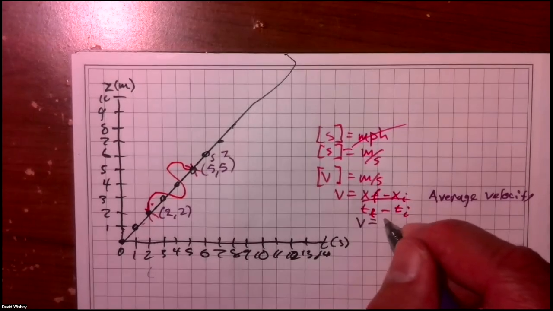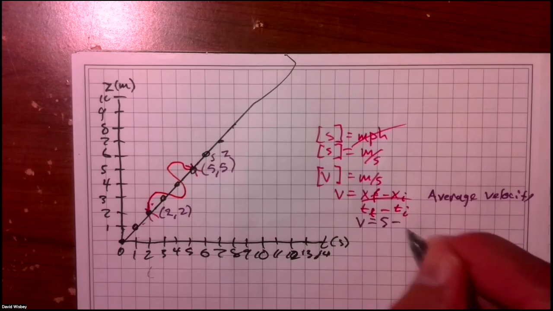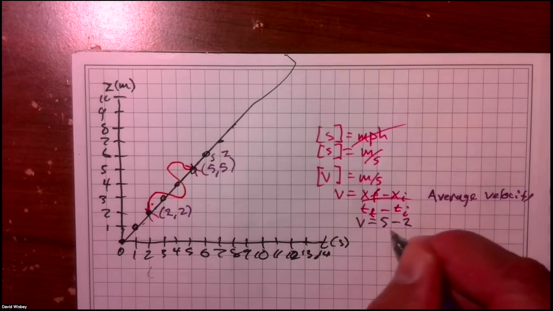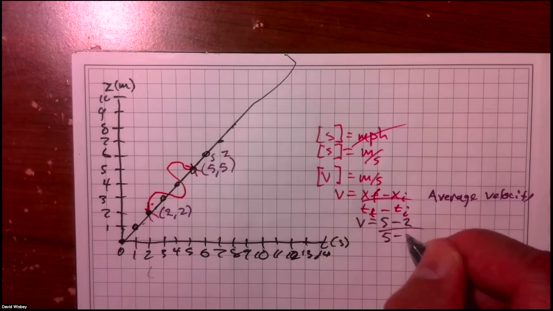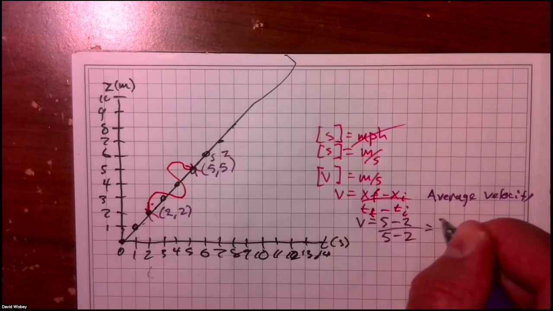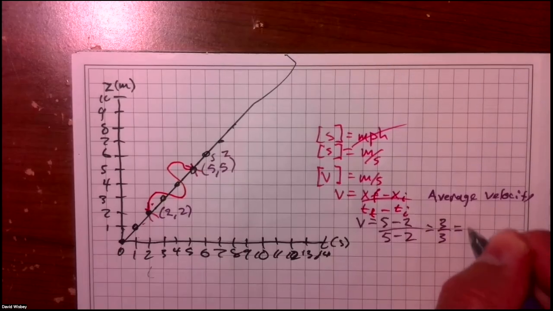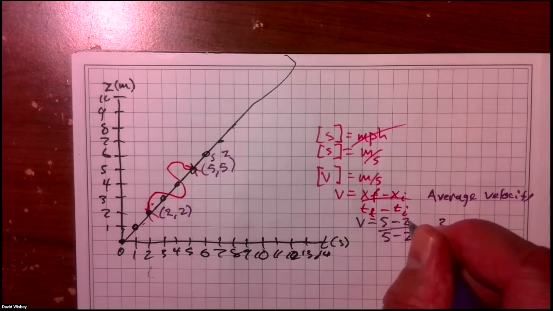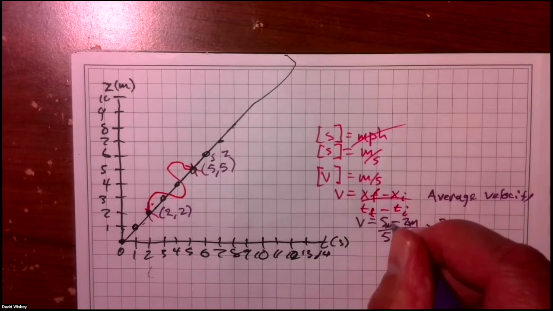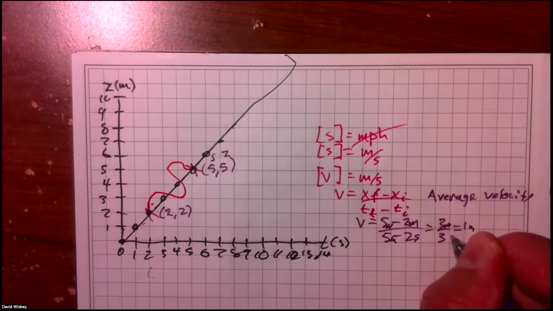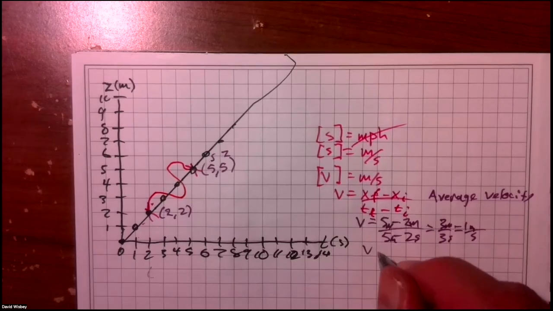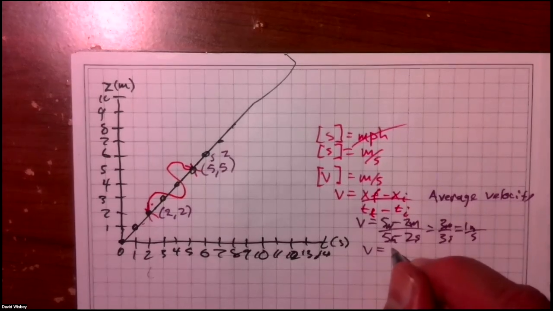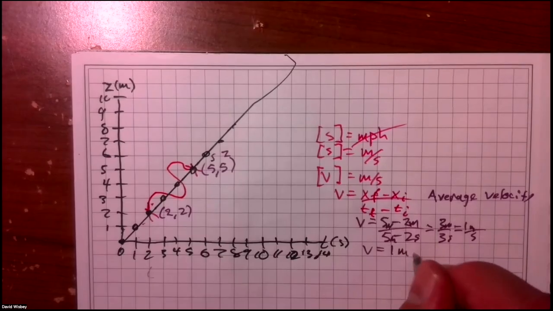It's fine. So my final position was 5. My initial position was 2. My final time was 5, and my initial time was 2. Well, this gives me here 3 over 3, or 1. And then my units, of course, are meters over seconds. I should have those in there. So meters over seconds. So now we got our velocity. This is 1 meter per second.